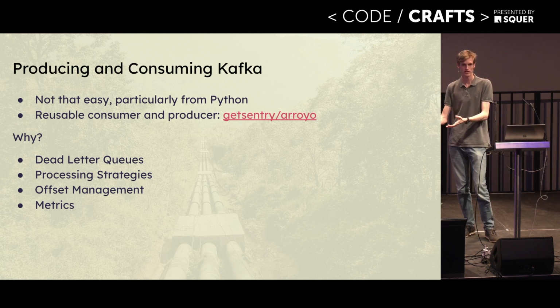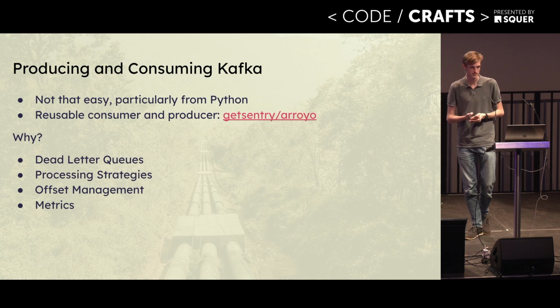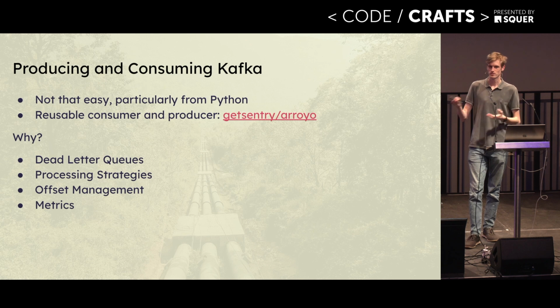OK, now I can throw it away if I don't want it. But if I want to have a chance of coming back later to clean up, I need to put it into a dead letter queue. It's not something that Kafka gives you out of the box. You have to build it yourself, right? There are different strategies of how you process this.